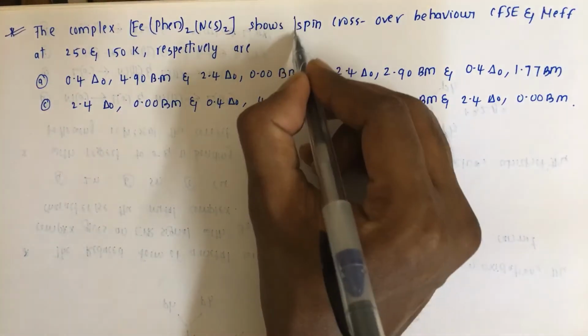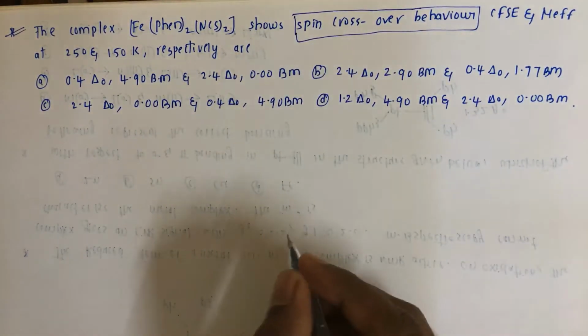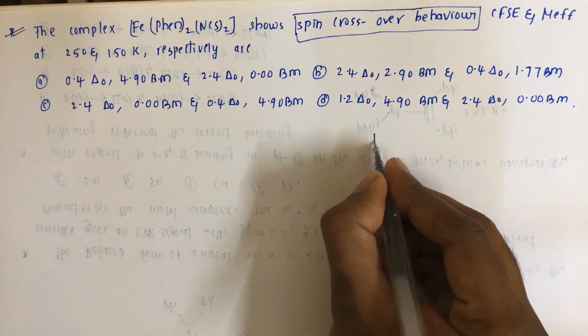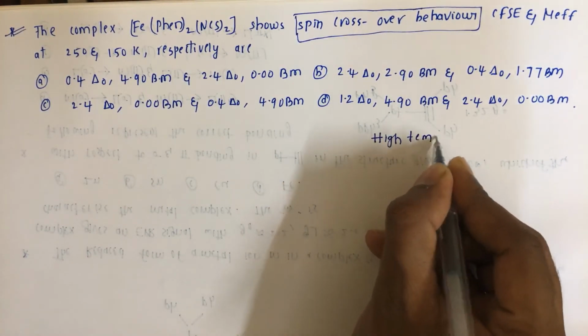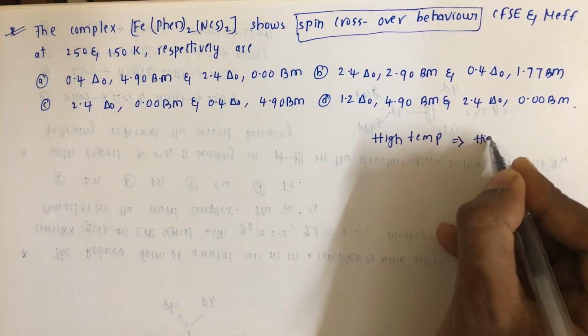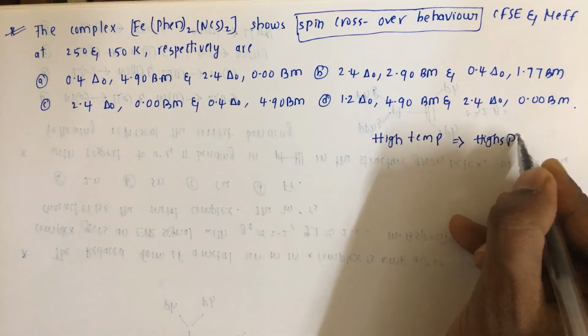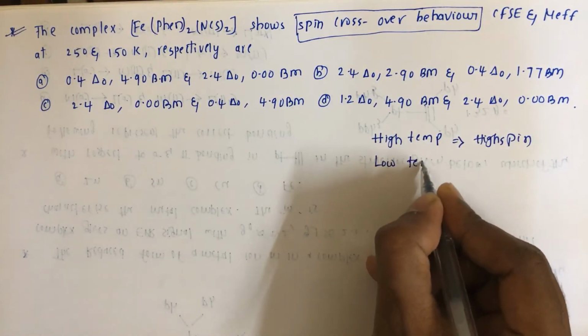So here they asked about spin crossover behavior. So what is spin crossover behavior? Spin crossover behavior means a metal complex shows high spin at high temperature, and at low temperature it shows low spin.